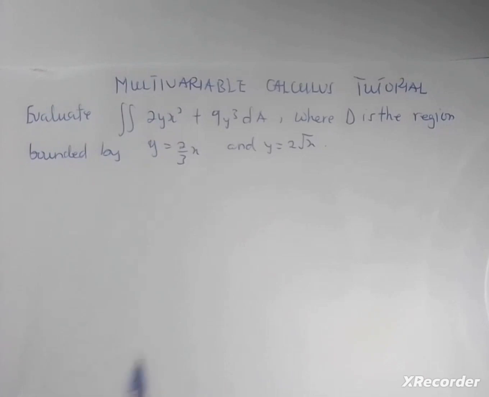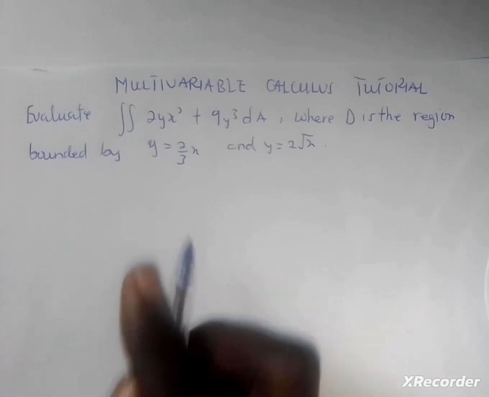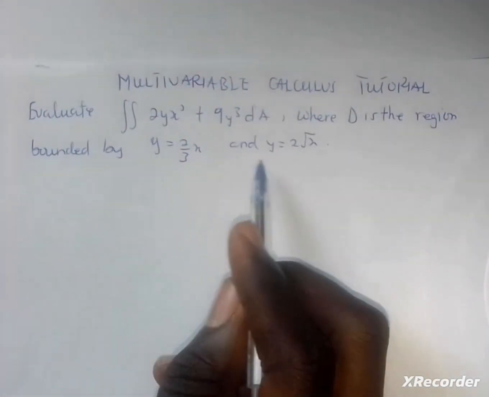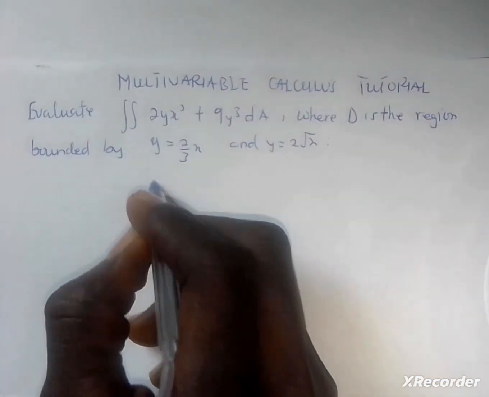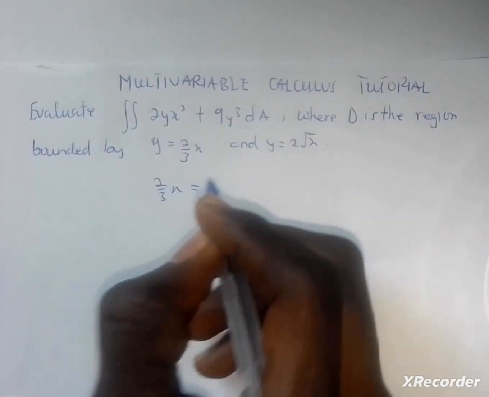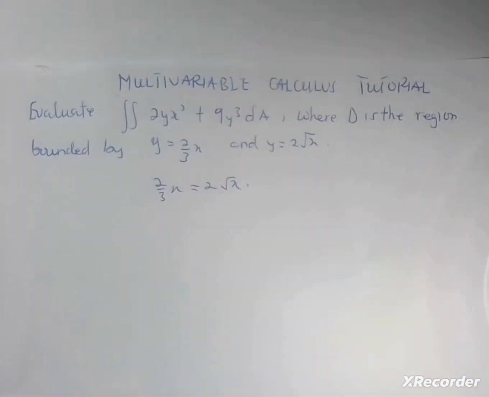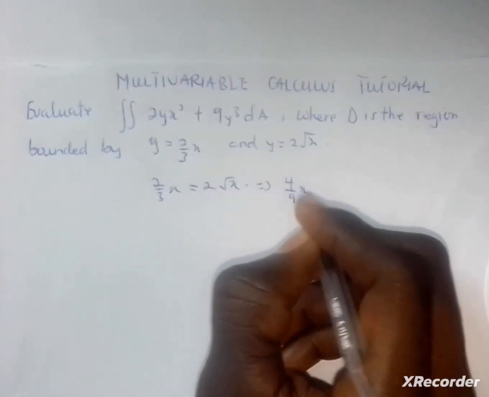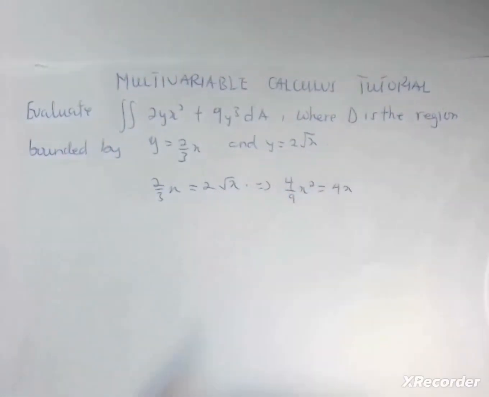The first step is to make sure that you get the limits for at least one of our variables, and we can directly do that normally from the boundaries given. So you realize that here I have y is equal to this and y equals this, meaning that 2 over 3x is simply equal to 2 root x, right? So once I do this, I'm going to square both sides so that this will give me 4 over 9 x squared is equal to 4x, like this.